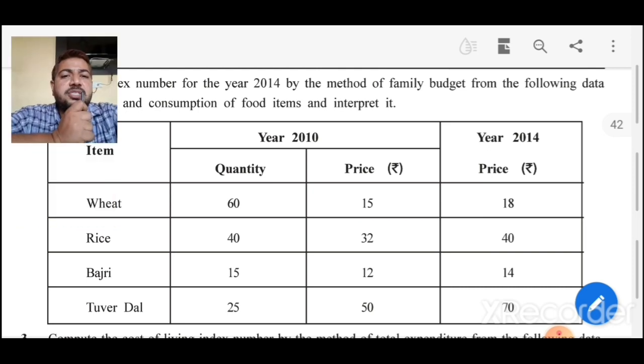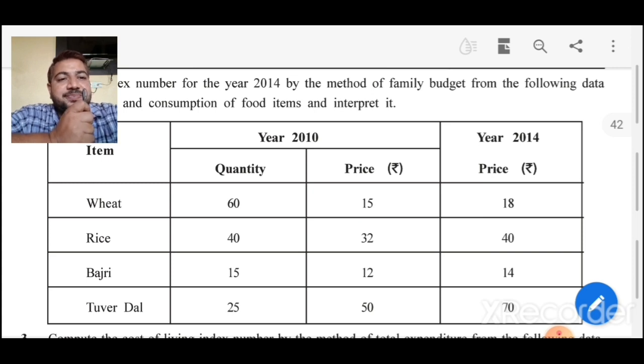Friends, in the first column, items are given: wheat, rice, bajri, tuver dal. In the second column, the quantity of the year 2010. As we know, 2010 is our base year, so the quantity of 2010 is considered as Q0 and the price of 2010 is considered as P0, and the price of 2014 is our P1. As we know, for the family budget method, we need I and W. So how to find it?